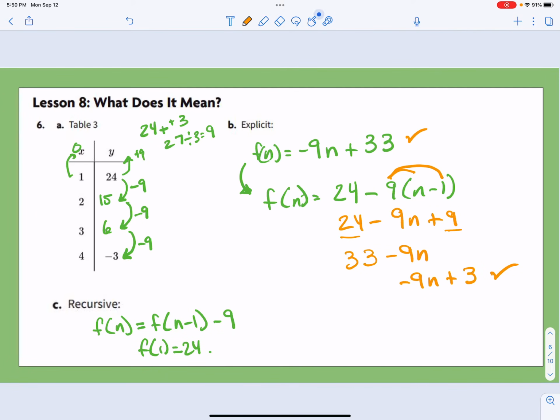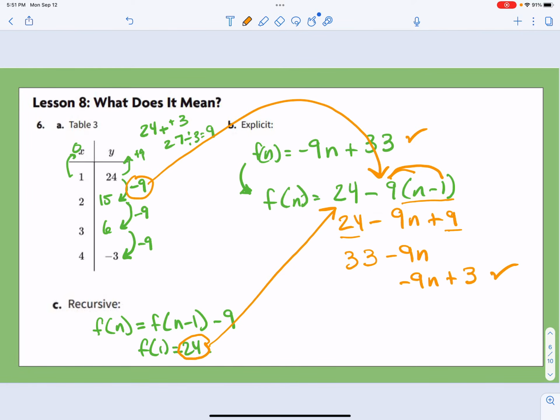So another way of writing this explicit formula, okay, this is why it's important to have a starting point here, is that we use the starting point to become the first term, and then we use that rate of change to become this next part, and then the n minus 1 is part of the explicit formula.